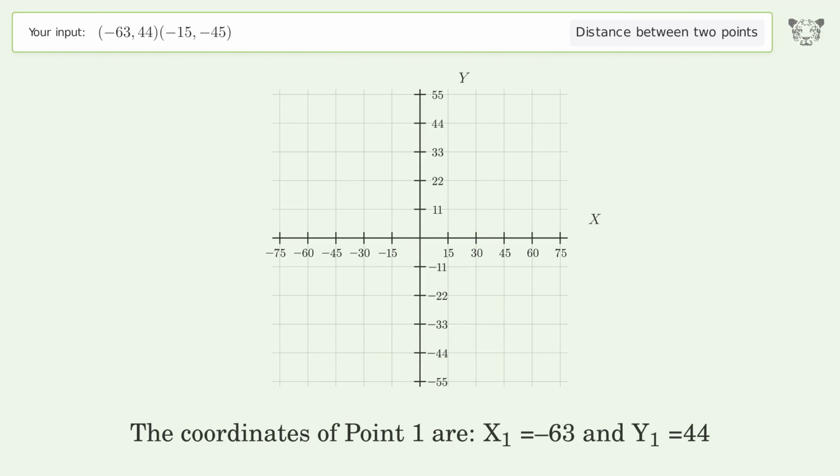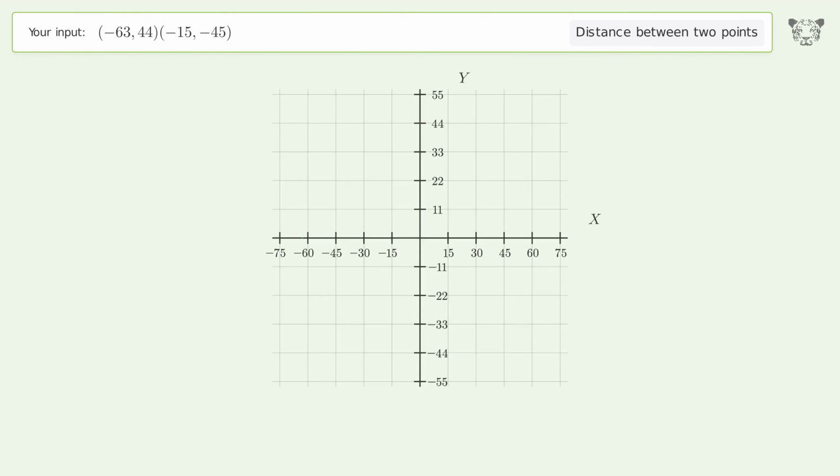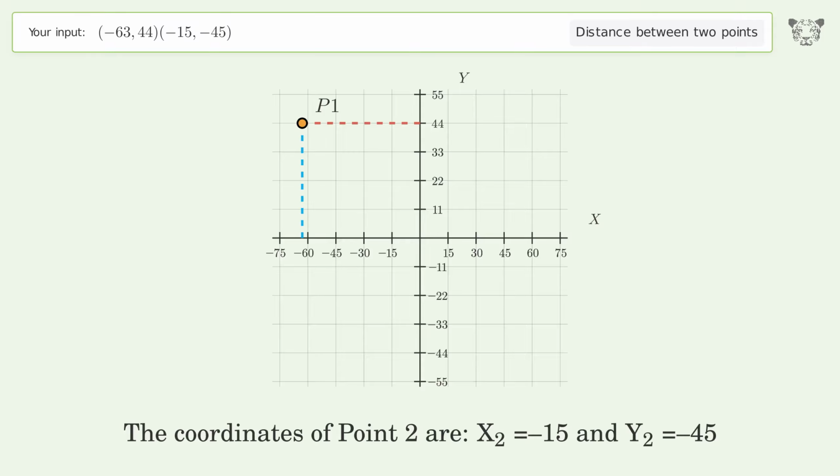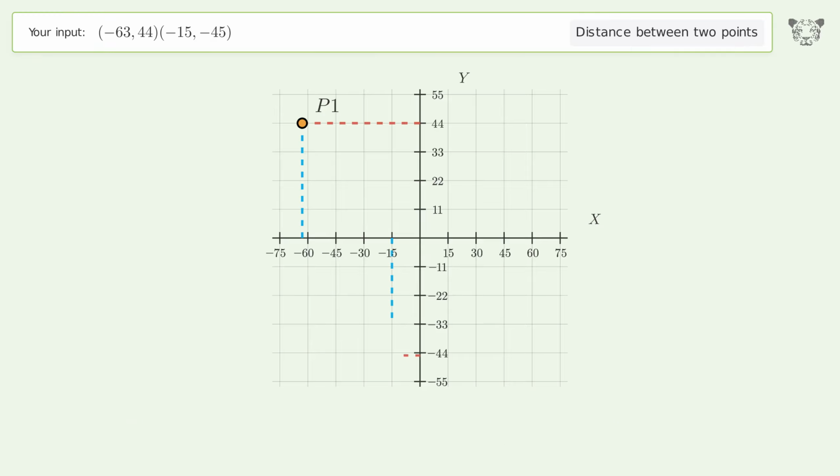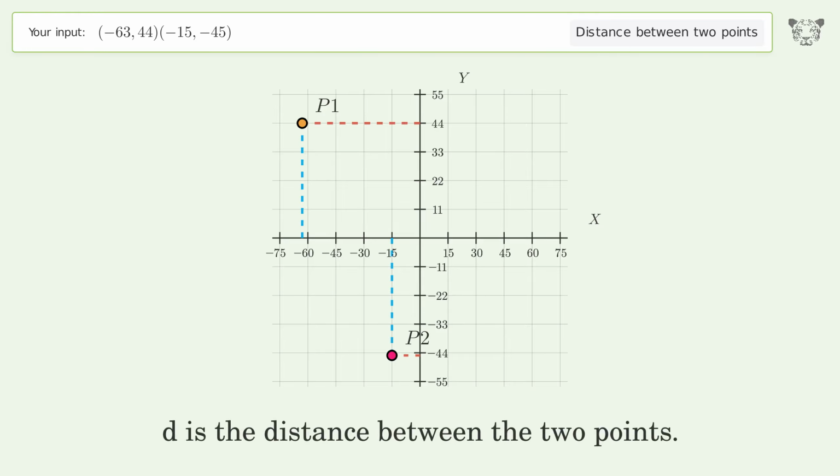The coordinates of point 1 are x1 equals -63 and y1 equals 44. The coordinates of point 2 are x2 equals -15 and y2 equals -45. D is the distance between the 2 points.